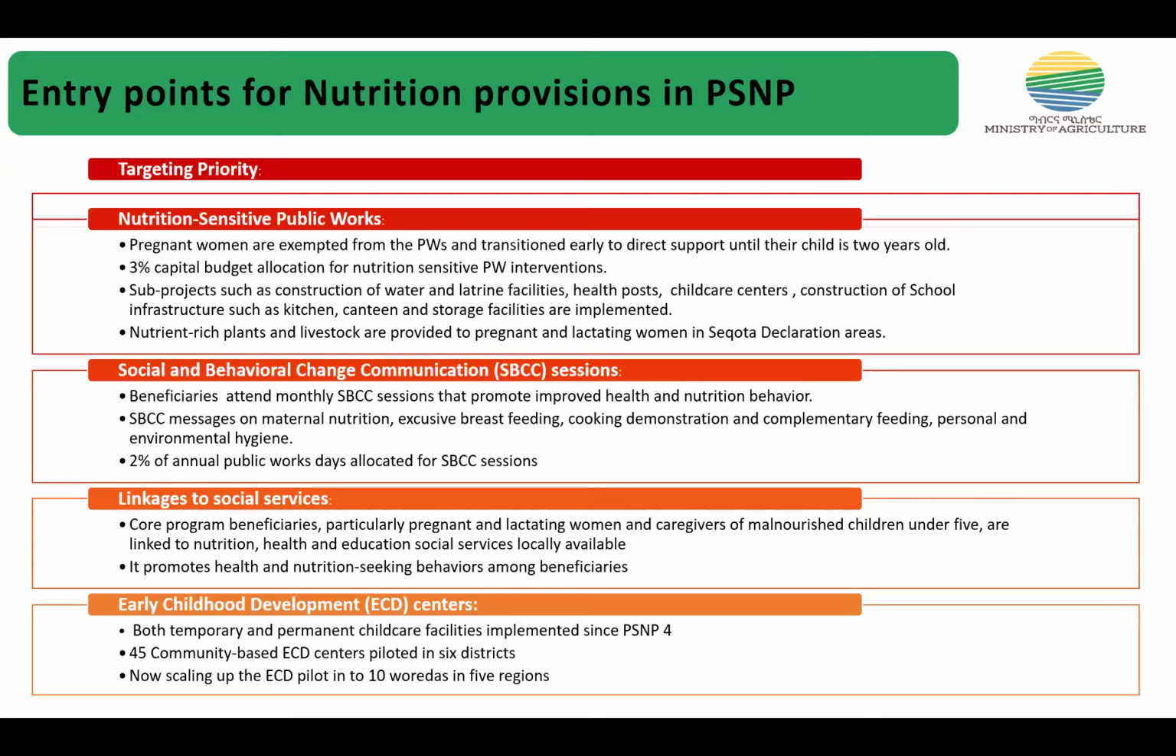The other one is the Early Childhood Development Center. This is more of a pilot that we did in some of the areas, and we want to scale up in this phase also. Until now, 45 community-based ECD centers have been piloted in 6 districts. Now in the 5th phase, we are trying to pilot in 10 woredas in 5 regions. These are the interventions that we put in the design to contribute to the nutrition and health aspects of poor and vulnerable people.